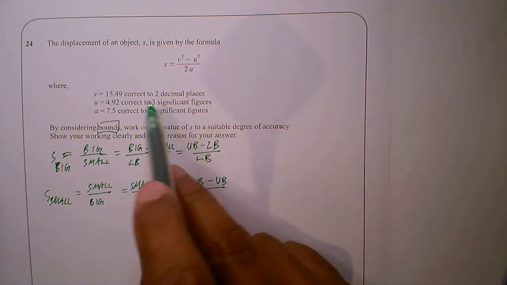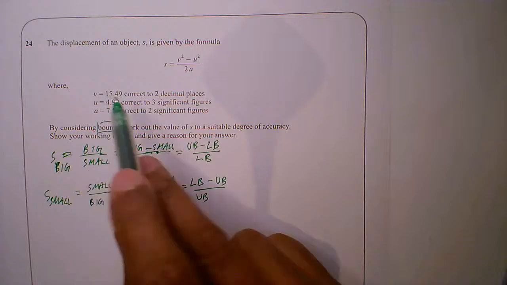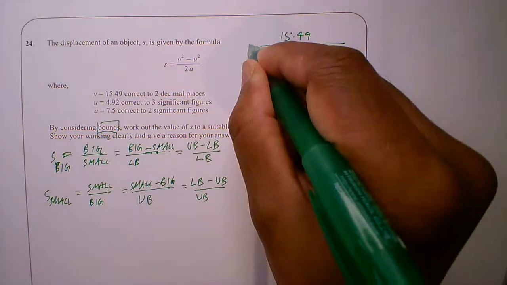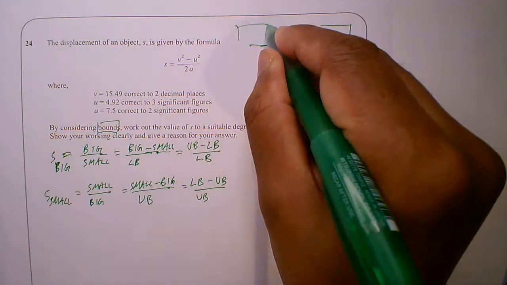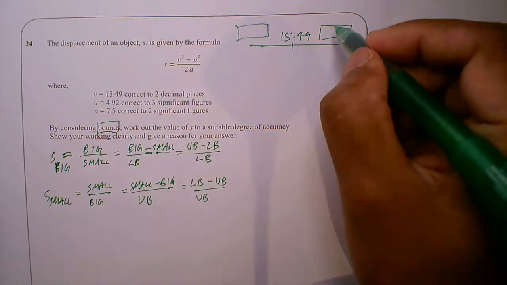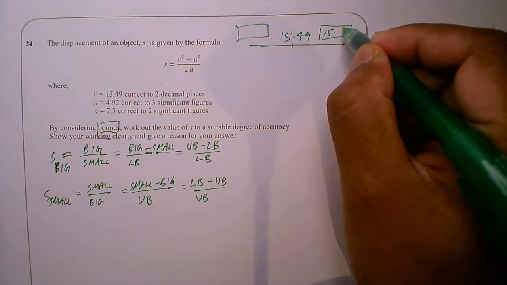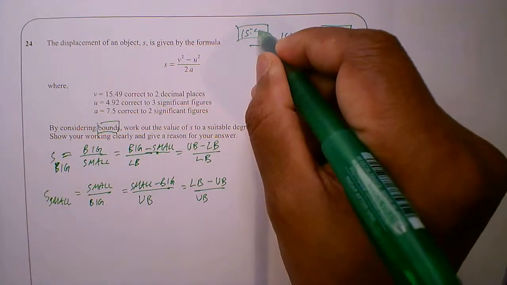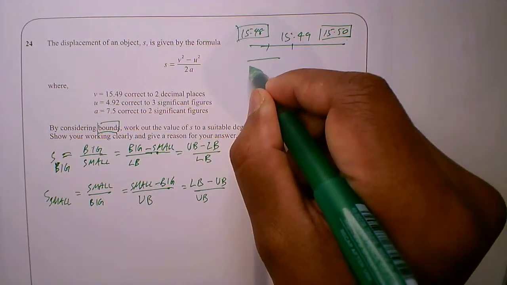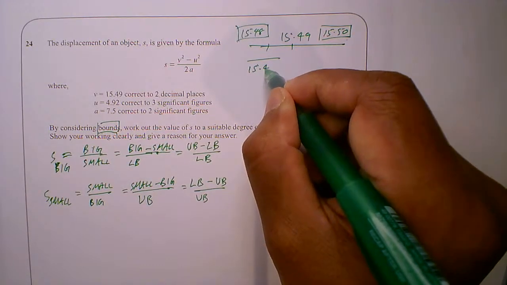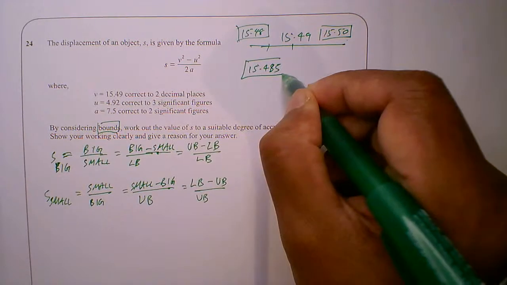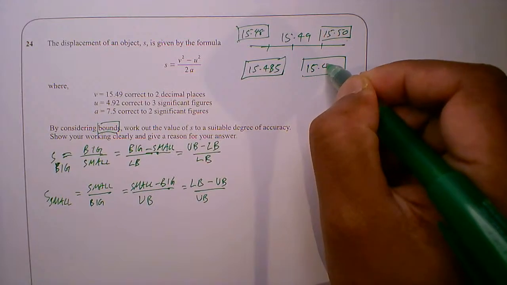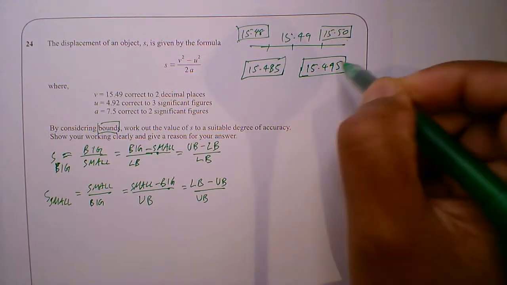Now, how do I get my 1 method mark? Well, I can get the bounds for this. So V is 15.49. So my next one, correct to 2 decimal places, is 15.50. So I go backwards: 50, 49, 48. So this is going to become 15.485, and this is going to become 15.495. Now, just by doing that, you get a method mark.